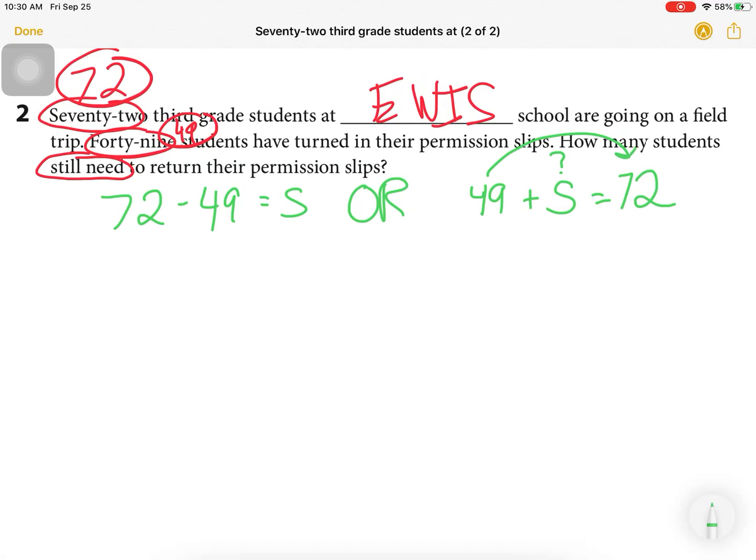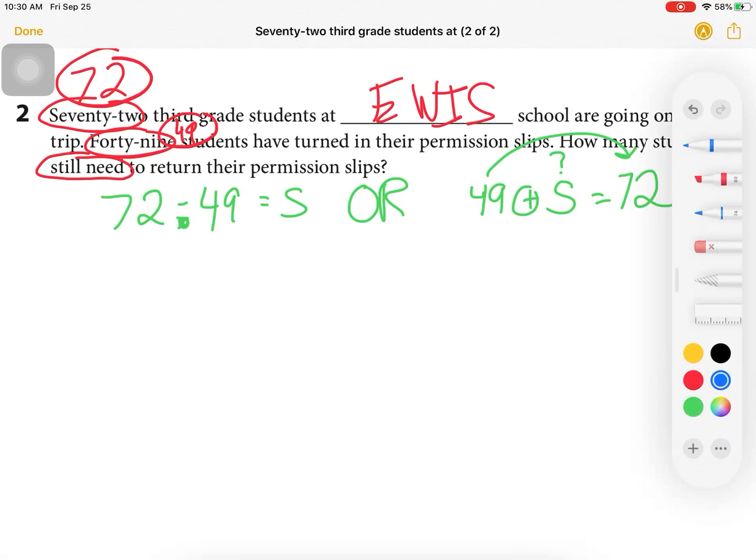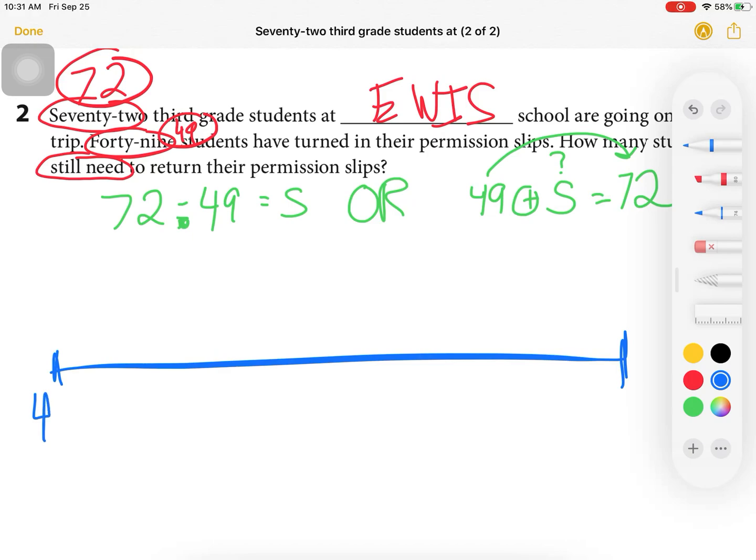So even though I'm using a plus here, it really truly is a subtraction problem because I am taking away a difference between these two numbers. So let's just start with that. I love that difference problem, trying to figure out, here I am at 49. That's how many have already turned it in, and I need to get to 72.